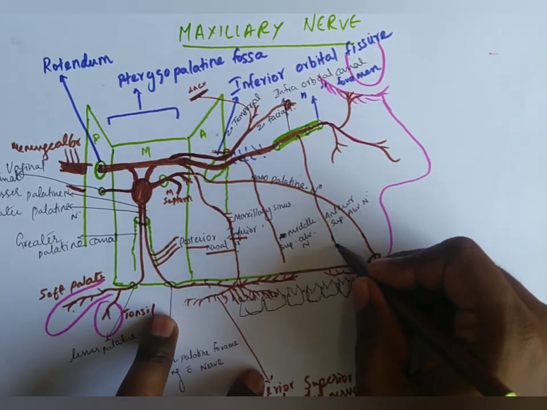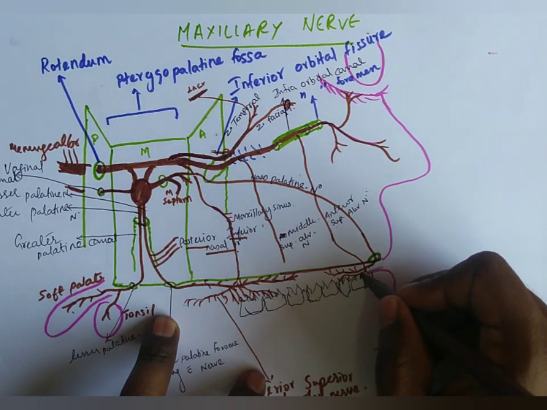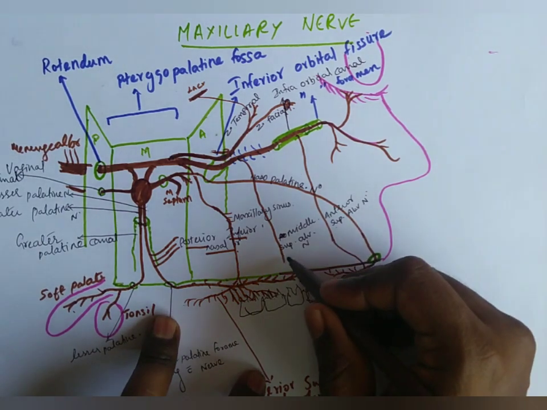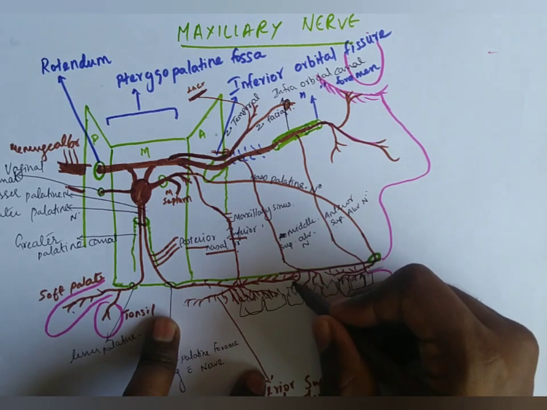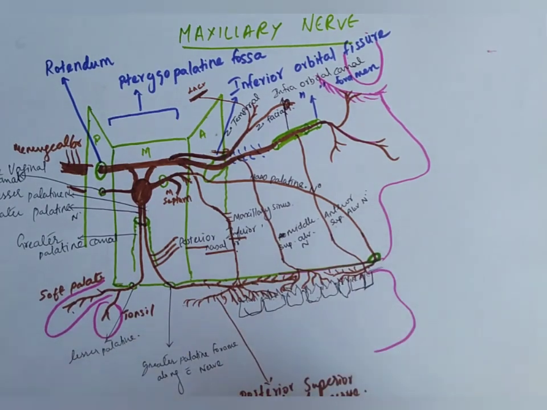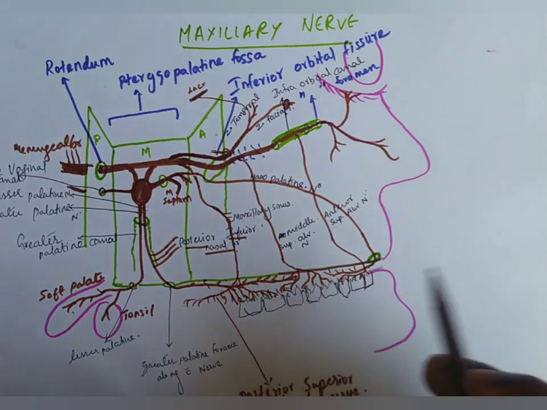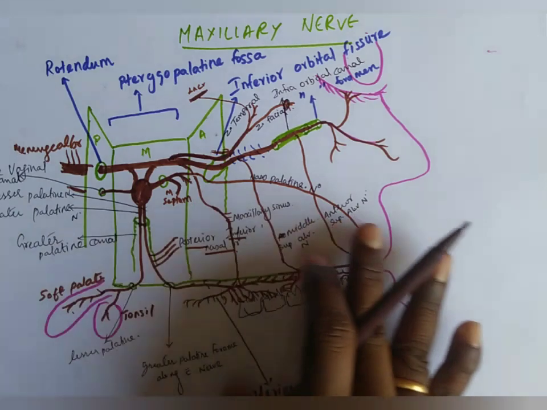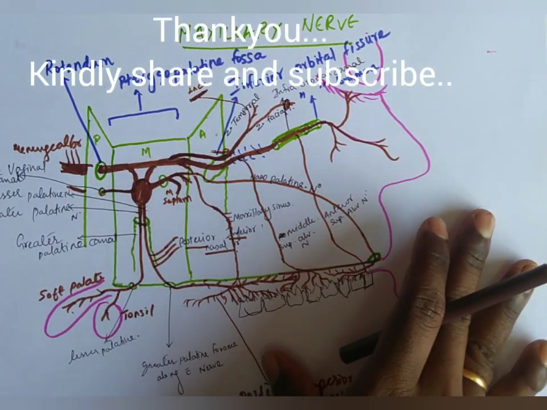The anterior superior alveolar nerve forms a plexus and supplies the incisors and canine. The middle superior alveolar nerve forms a plexus and supplies the premolars. So these are the branches which supply the upper jaw and upper teeth. Okay. So this is about the course and branches of the maxillary nerve.